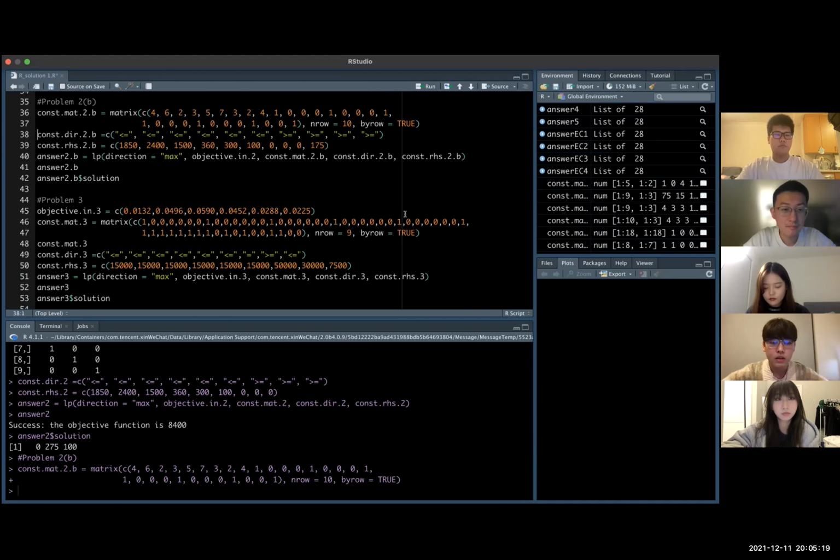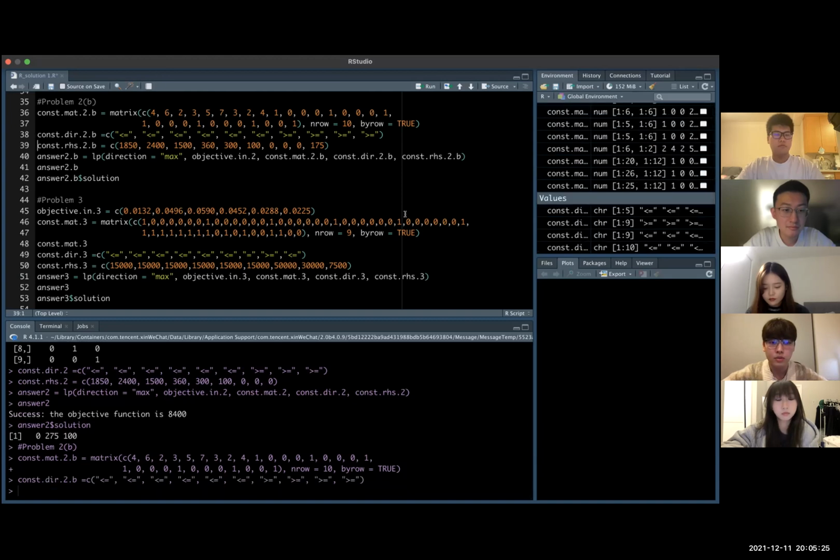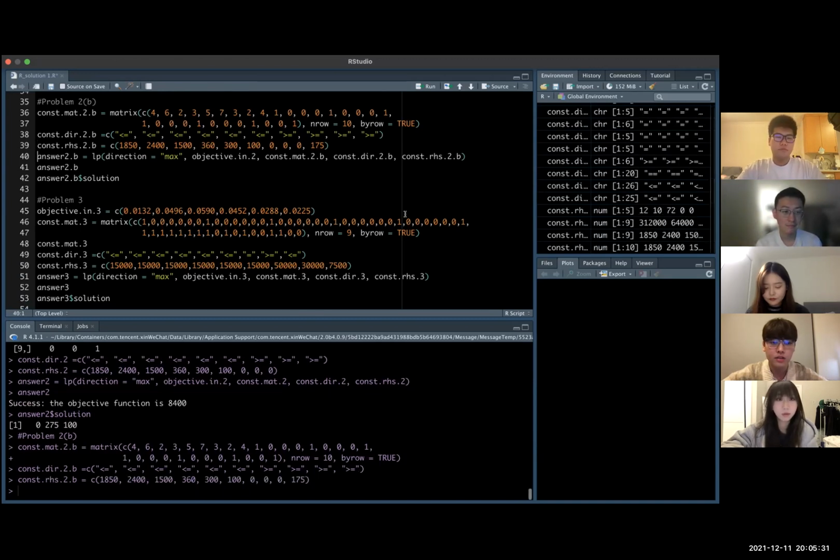We make it as a table with 10 rows and arrange every row. Then we assign const dir to b as a greater equal and less equal sign for the 10 constraints. Next, we assign const RHS to b as the right-hand side value of the 10 constraints.